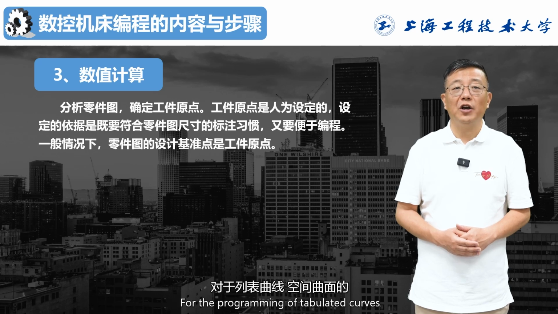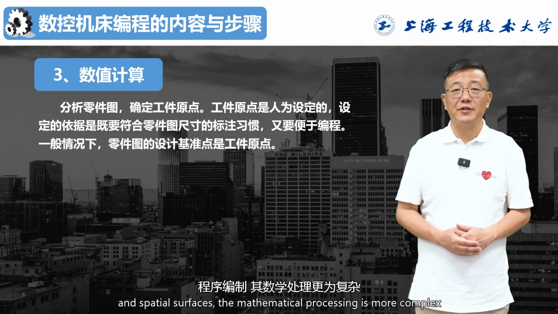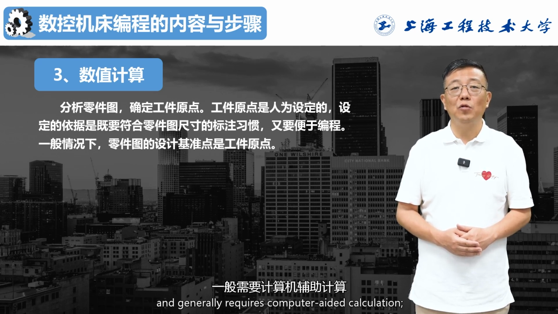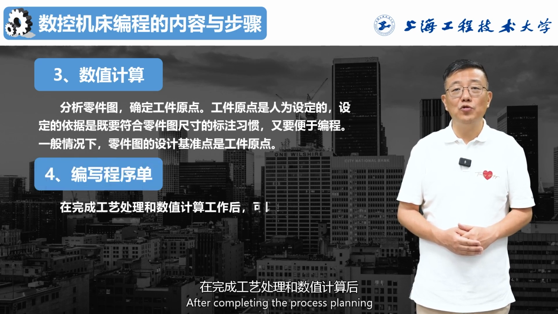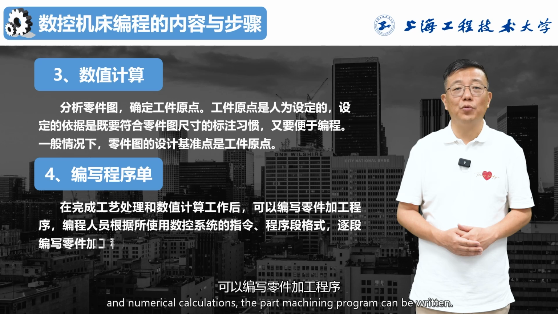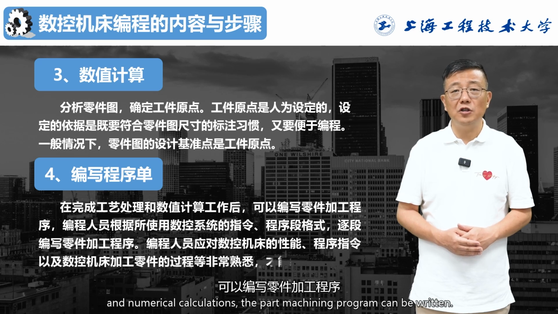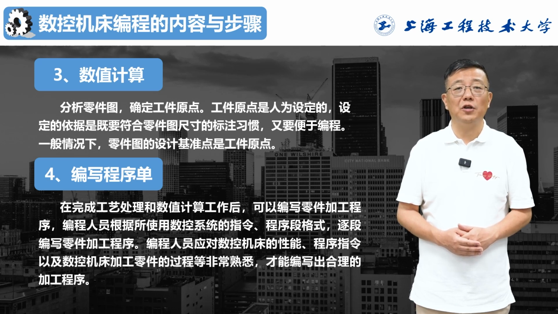For the programming of tabulated curves and special surfaces, the mathematical processing is more complex and generally requires computer-aided calculation. Otherwise, it is difficult to complete. After completing the process planning and numerical calculations, the part machining program can be written.